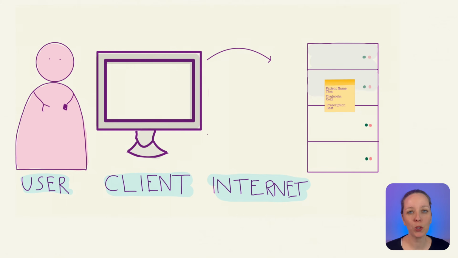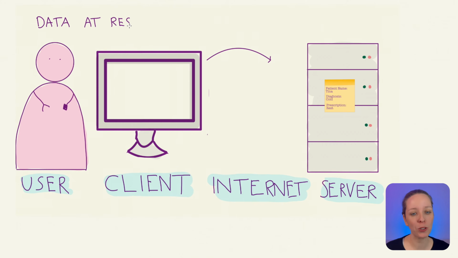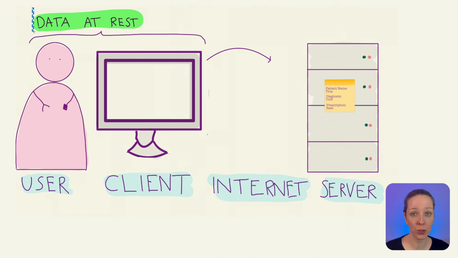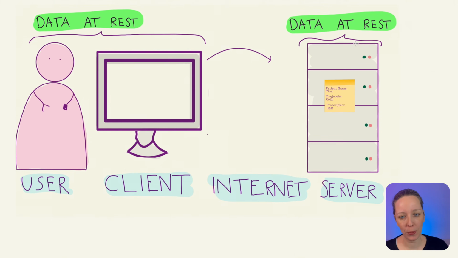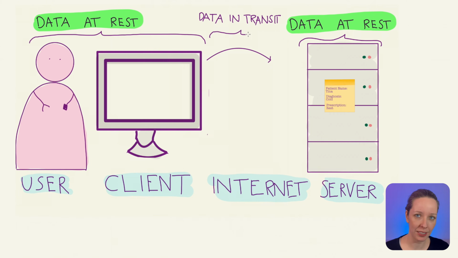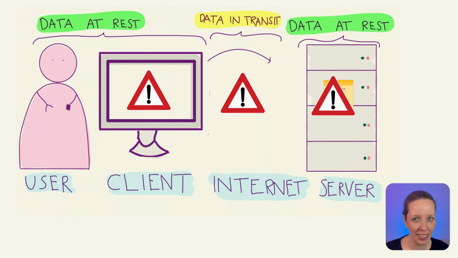This process introduces two main states for data. Data at rest, when it's stored on the client or the server, and data in transit, when it's traveling across the internet. Sounds simple, right? But this flow has its cyber threats that are lurking at any corner.